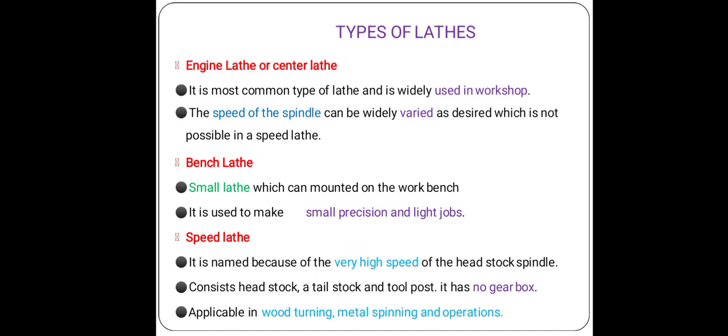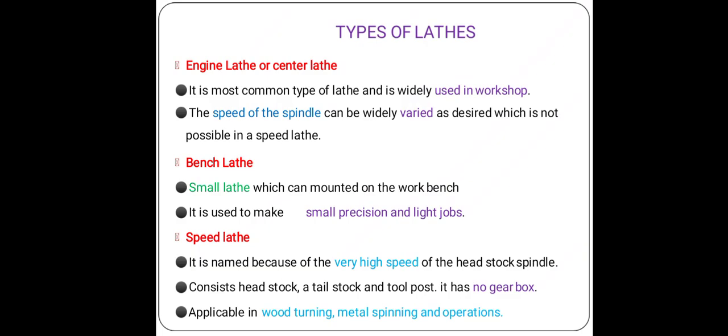Types of lathe: engine lathe or center lathe. It is the most common type of lathe and is widely used in workshop industry. Most of the industry utilizes this type of lathe. The speed of the spindle can be widely varied as desired, which is not possible in the speed lathe. Bench lathe: a small lathe which can be mounted on the workbench. It is used to make small precision and light jobs.